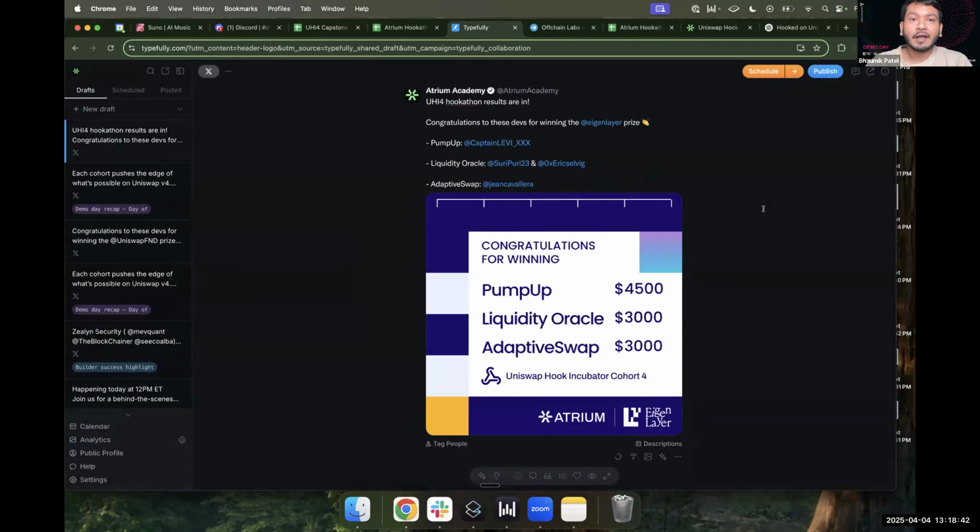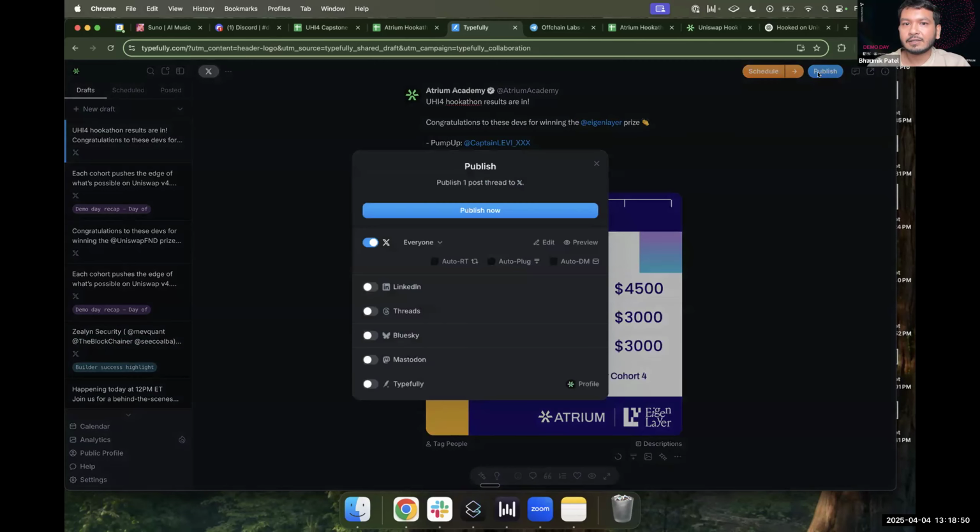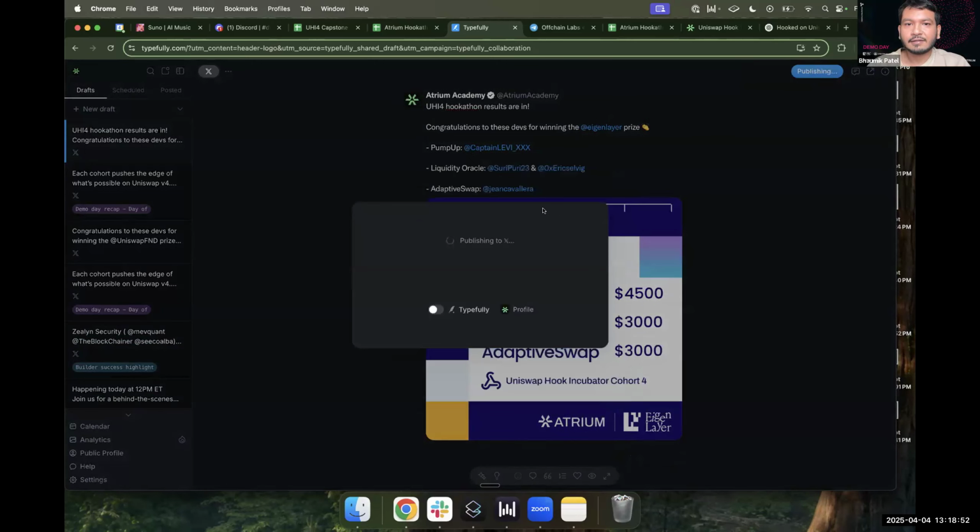And then Eigenlayer, congratulations again to Pump Up, Liquidity Oracle, and Adaptive Swap for winning the Eigenlayer prize. Very exciting.